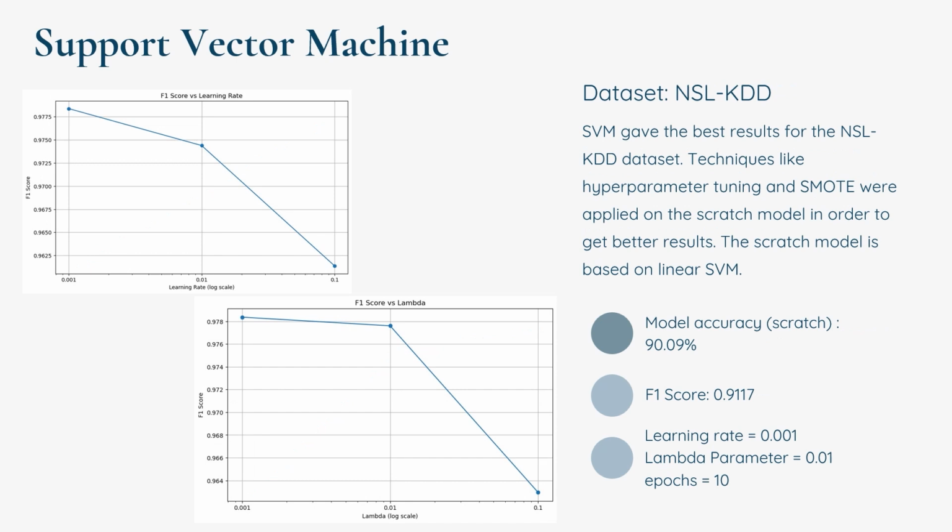Hi, I'm Kaustubh and I worked on the SVM algorithm. For the NSL KDD dataset, we built a linear SVM model from scratch which achieved an accuracy of 90.1%. To improve its performance, we applied hyperparameter tuning and the SMOTE technique to handle class imbalance. These steps significantly enhanced the model's ability to detect intrusions.